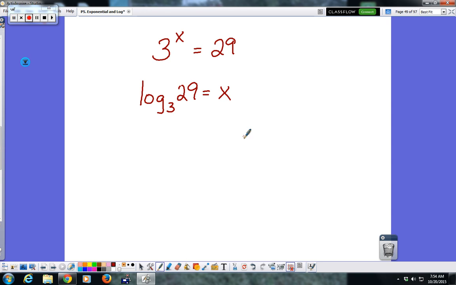Remind me, Brad, how do I type that into my calculator though? Log 29 divided by log 3.